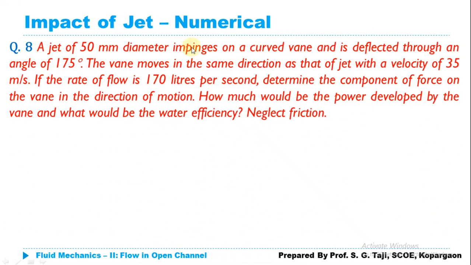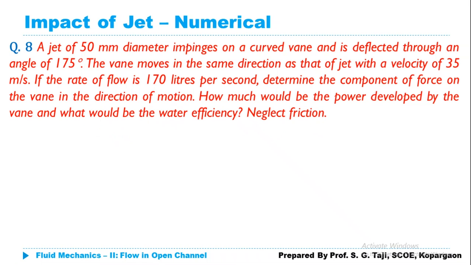A jet of 50 mm diameter impinges on a curved vane and is deflected through an angle of 175 degrees. The vane moves in the same direction as that of the jet with a velocity of 35 meter per second. If the rate of flow is 170 liters per second, then determine the component of force on the vane in the direction of motion. How much would be the power developed by the vane and what would be the hydraulic efficiency? Neglect friction. So you can simply pause this video and try to solve this numerical by yourself. So we will solve this numerical. The same numerical we have solved in the previous video lecture.